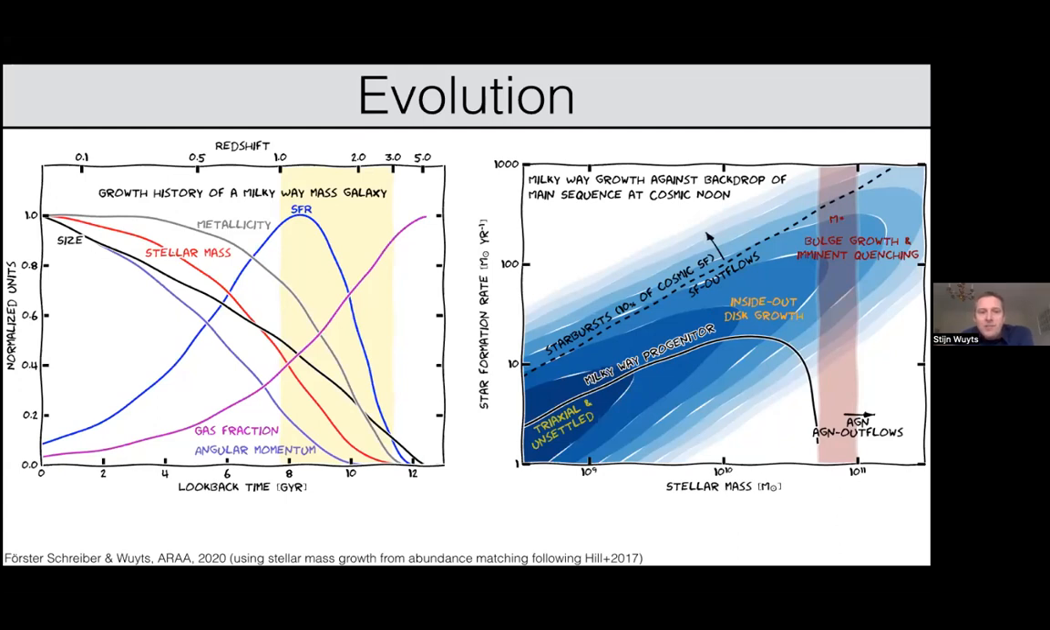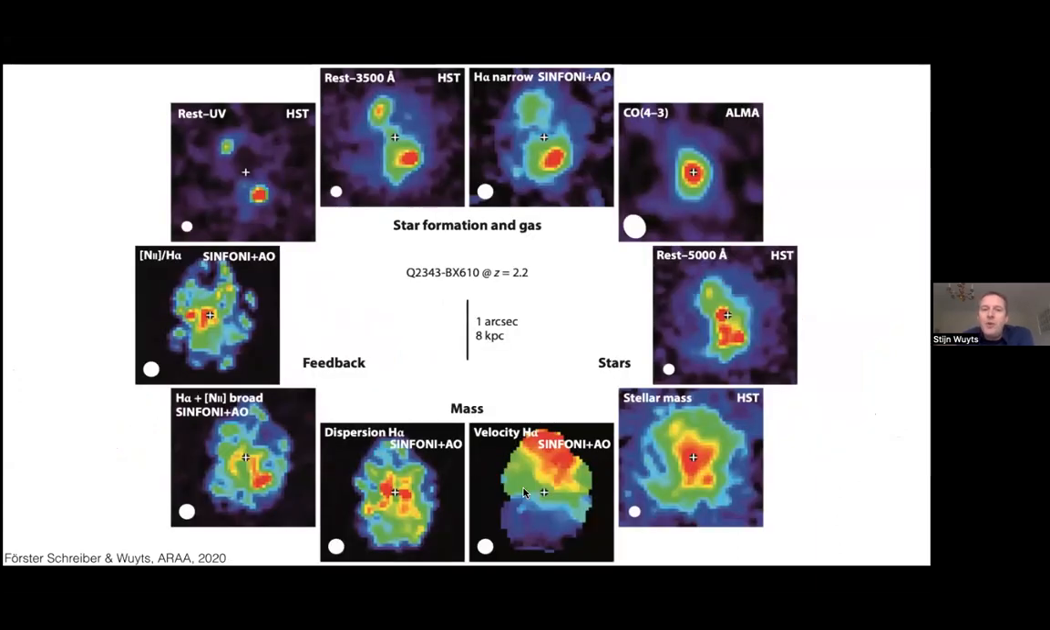Now, this is mostly considering galaxies as kind of zero dimensional systems. And so if we really want to understand the physics behind these evolutionary tracks, we want to understand and dissect them at a spatially resolved level, and ideally with a multitude of tracers.